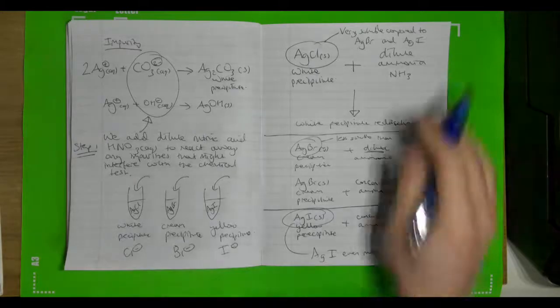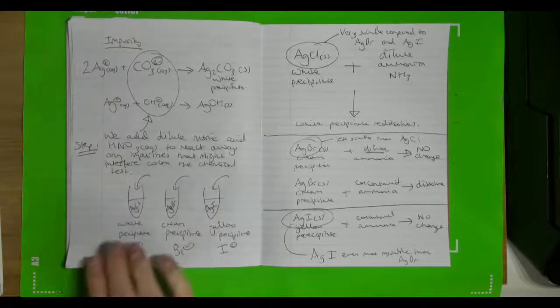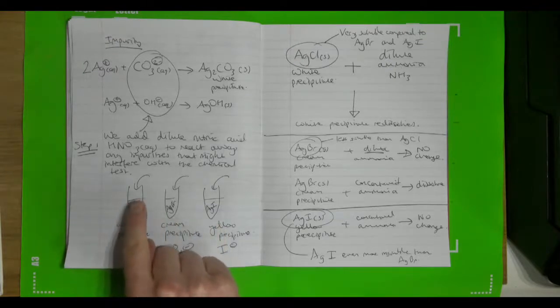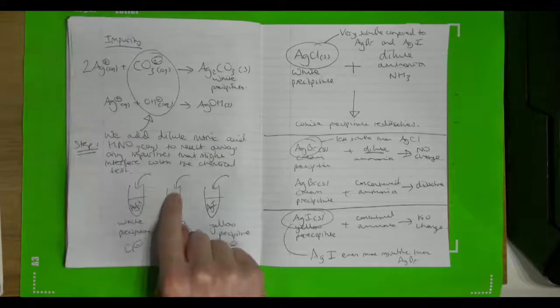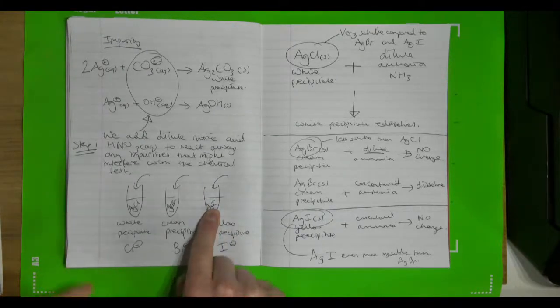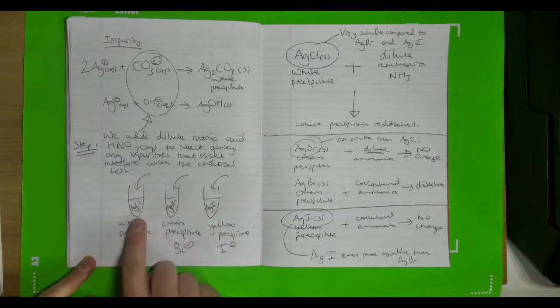So just to confirm this, imagine you've got these three test tubes. You've done the experiment, and let's imagine you don't know the difference between white and cream, or cream and yellow. What I would do is put dilute ammonia in all of them: dilute ammonia in there, dilute ammonia in that one, dilute ammonia in that one. Okay?